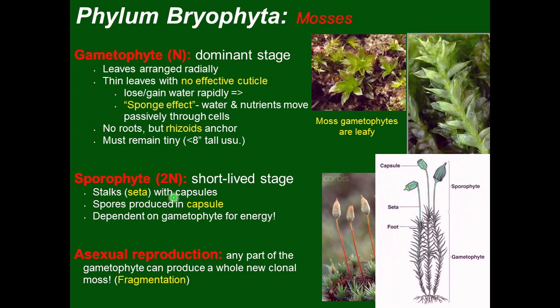We have an interesting structure that has a stalk with capsules at the top. The spores are produced in the capsule, and it's dependent on the gametophyte for energy. So without the gametophyte, the sporophyte doesn't happen. Asexual reproduction for mosses, any part of the gametophyte can reproduce a whole new clonal moss via fragmentation. In the bottom right-hand diagram, we can see that capsule that's in the sporophyte generation, the seta, and then the foot that's anchored into the gametophyte, which is anchored by rhizoids.